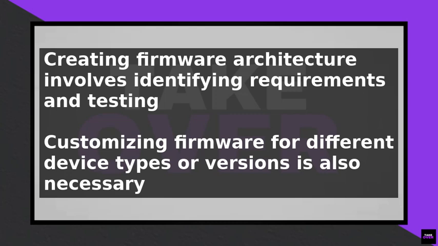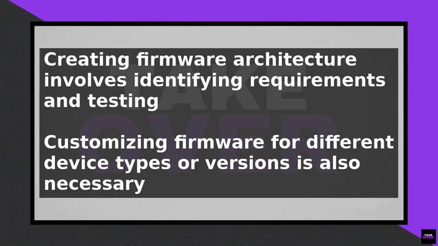Creating a firmware architecture typically involves several fundamental steps, including identifying requirements, separating firmware architecture from system design, defining time management parameters, testing the firmware, and customizing it for different device types or versions. Firmware engineers are engaged in each phase to ensure the design functions properly.